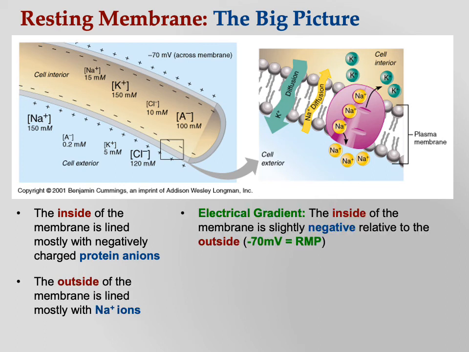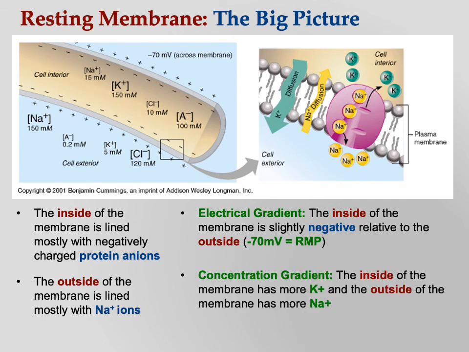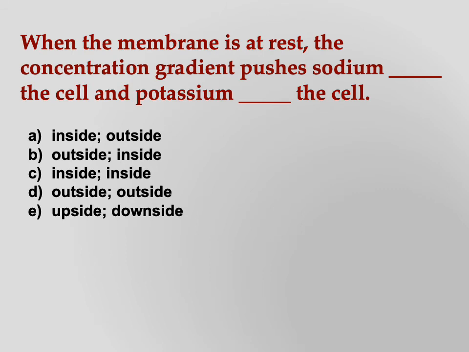All right. So the electrical gradient, we're calling it a difference in electrical charge. The electrical gradient is the inside is negative relative to the outside. We say the resting membrane potential, negative 70 millivolts. The concentration gradient, the inside of the membrane has more potassium, the outside has more sodium. All right? So let's test and see if this came through. When the membrane is at rest, the concentration gradient pushes sodium where and pushes potassium where? So I'm asking about the concentration gradient.